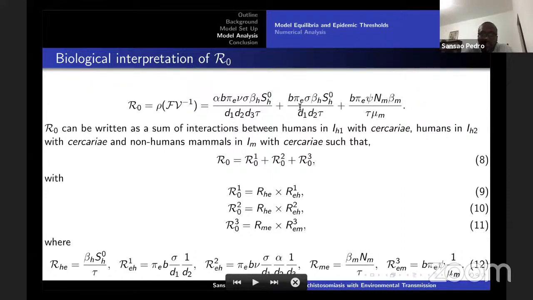What does that mean? It means that this gives us the average number of new infections arising from that particular interaction. And as well, this gives us the number of new infections arising from that interaction. Also, this term gives us the number of new infections arising from that interaction.